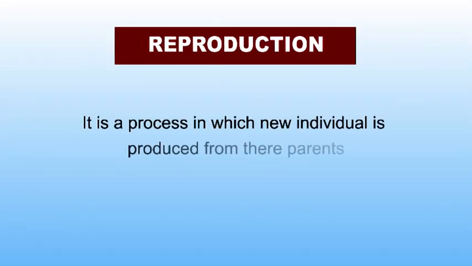As we all know that we came from our parents, in the same way plants also come from their parents, and the term which is used for this process is known as reproduction. Let's see what reproduction is. We can define reproduction as a process in which a new individual is produced from their parents. So, now we are going to study the chapter Reproduction in Plants.